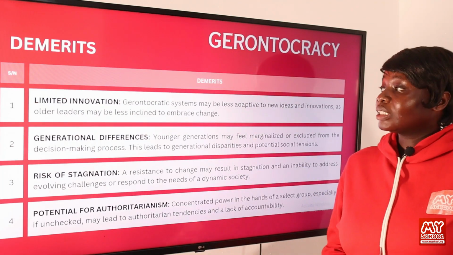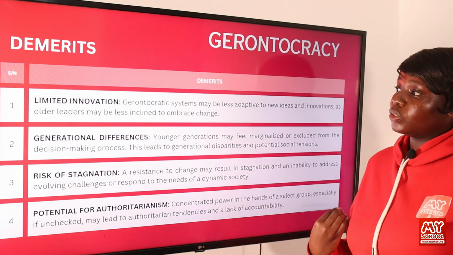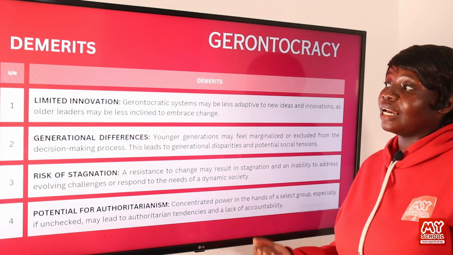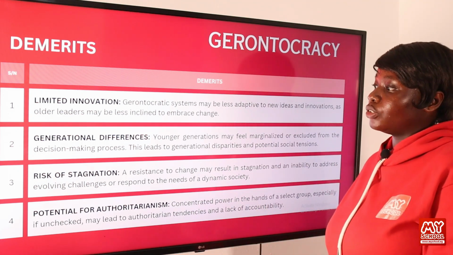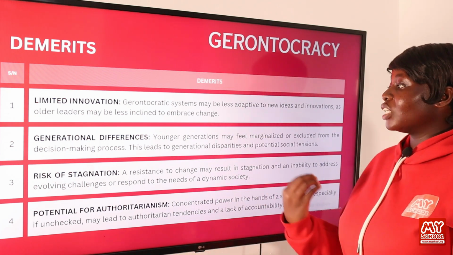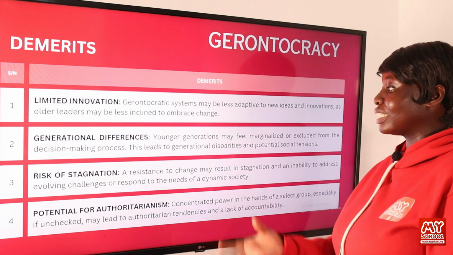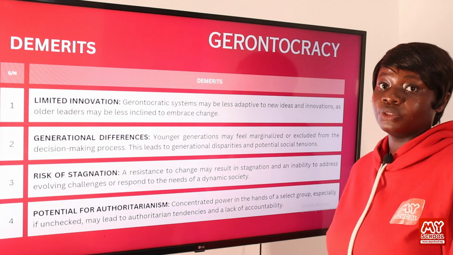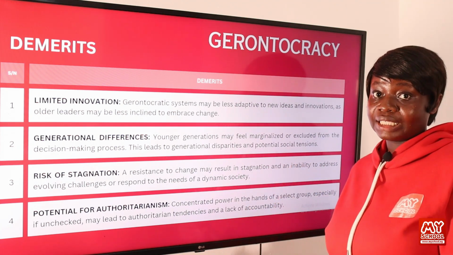So in a gerontocratic system, they may be less adaptive to new ideas and innovations, as older leaders may be less inclined to embrace change. Like I said earlier, they tend to be conservative in nature, and with that, they can be resistant to change. And that demerit is generational differences. The younger generations may feel marginalized or excluded from the decision-making process, and this leads to generational disparities and potential social tension. The young will try to speak out, and this can lead to chaos in the society.